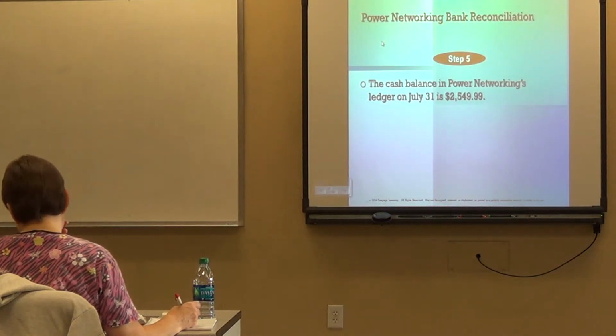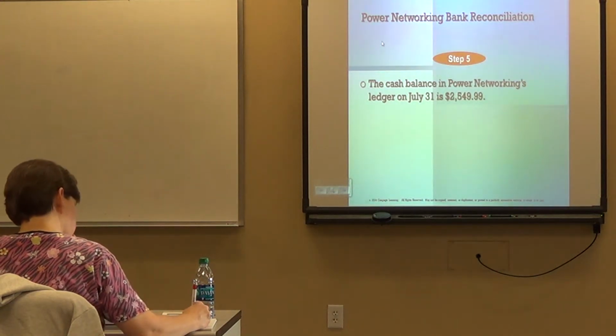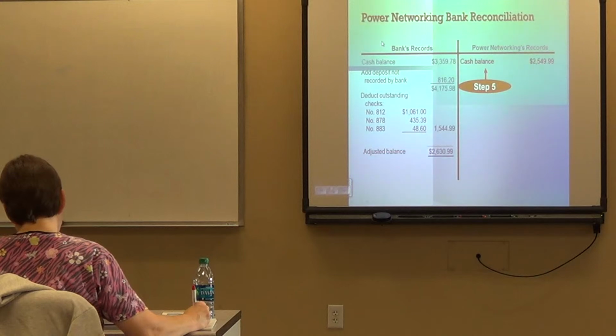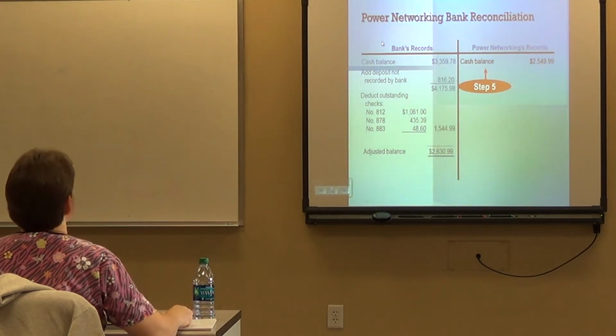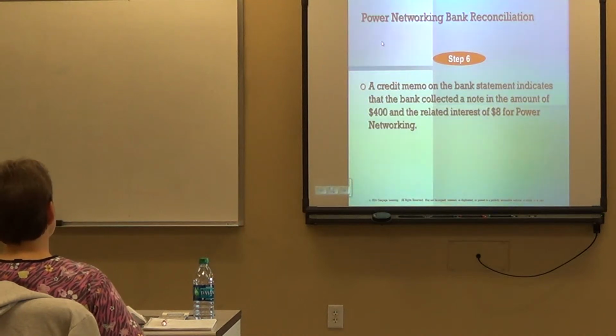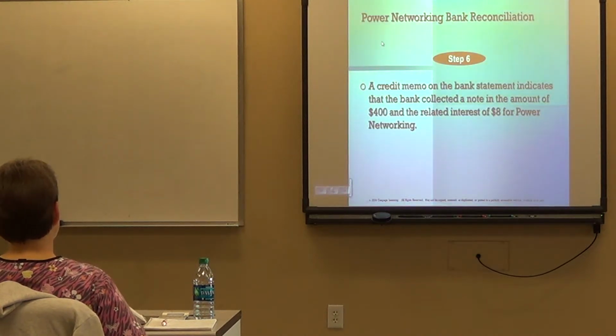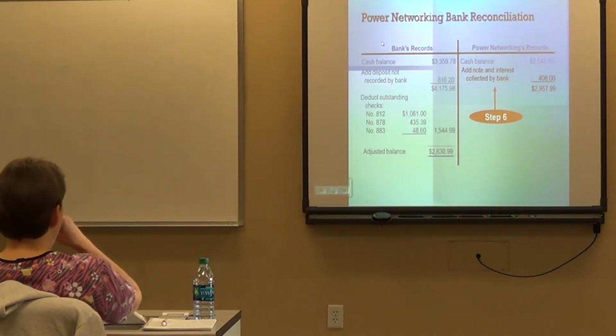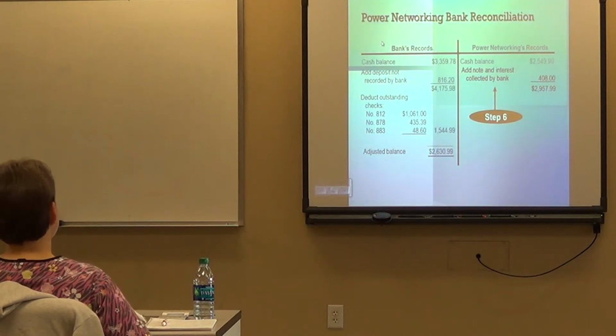So as a part of that, we start off with what we had, the cash balance, and then we'll look at the different memos that we have not processed yet. So indicate that the bank collected a note in the amount of $400 of related interest on $8 for Power Networking. So we add a note and interest collected that we have.